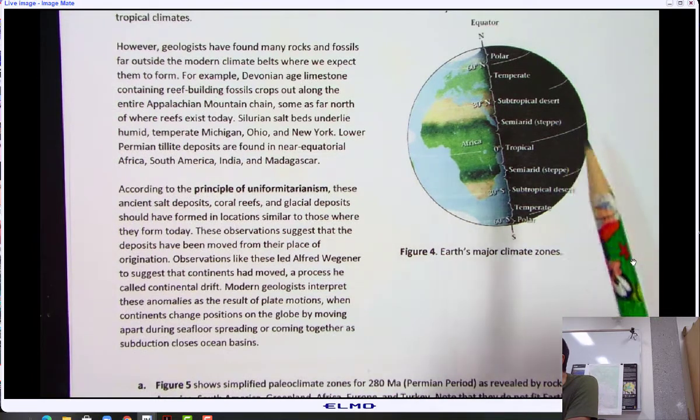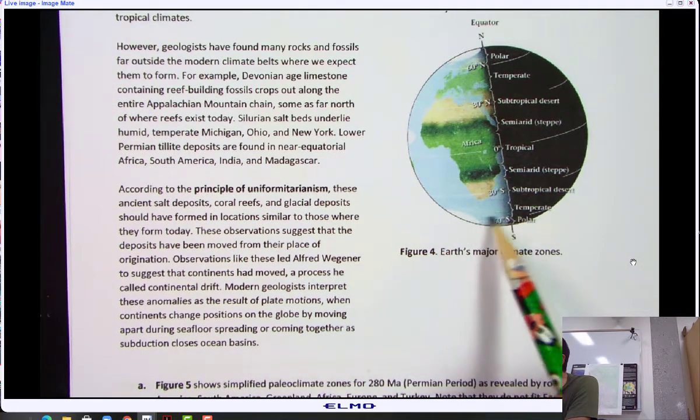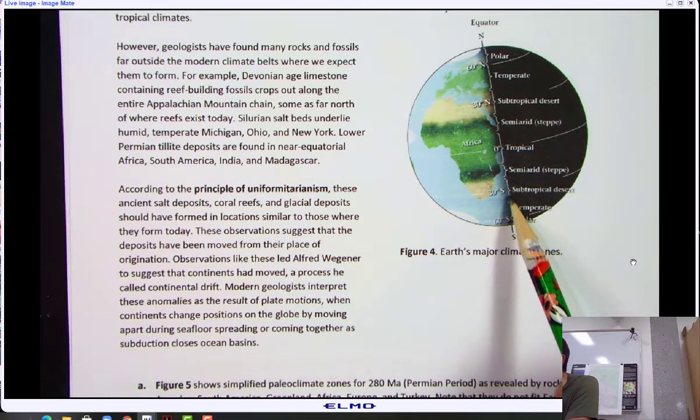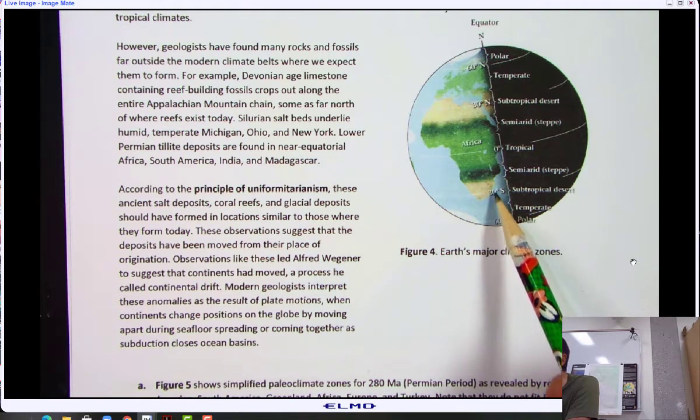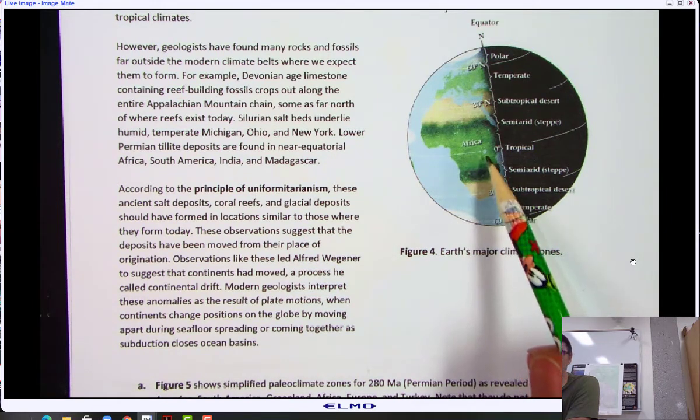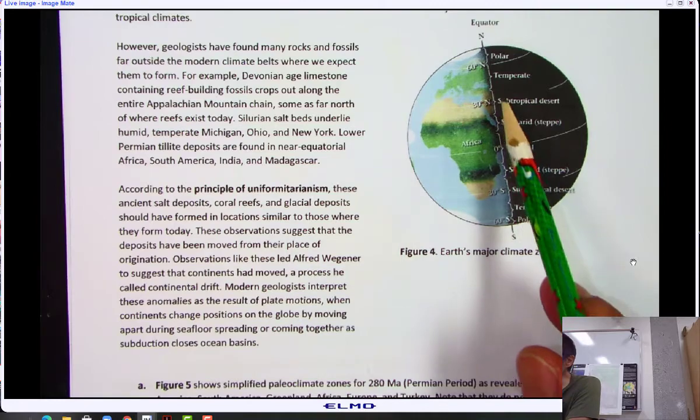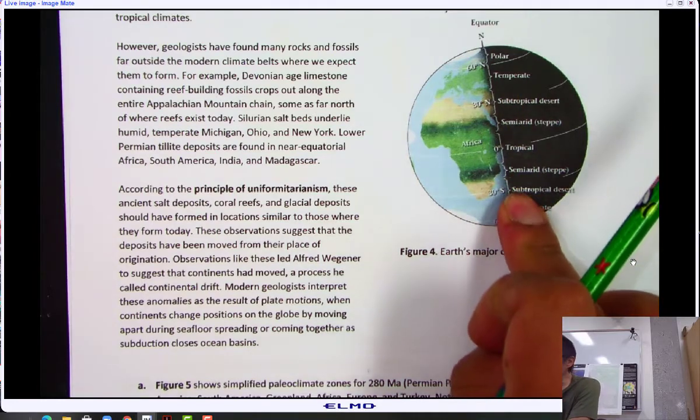So you can see polar regions, you're going to have glaciers, up at higher latitudes, around 60 degrees. Subtropical deserts around 30, so lots of sand dunes, lots of sun. And then the tropics around the equator, and kind of the same thing happening up here in the northern hemisphere. So this is kind of just a review of these climate zones.